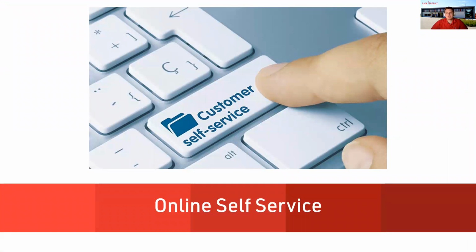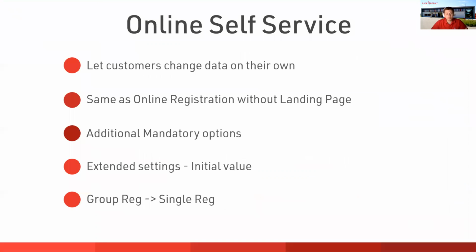So now let's look at the online self-service. What is the online self-service? The online self-service basically lets customers change data on their own. So you don't need to answer emails asking for fixing a typo in the name or the club. You can let the customer do that.